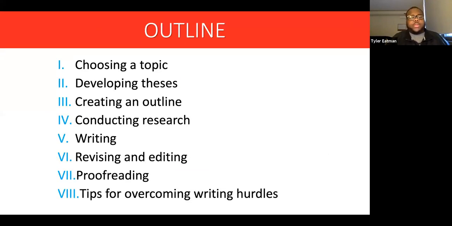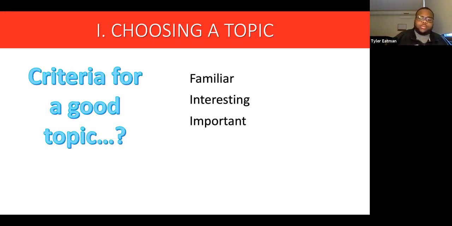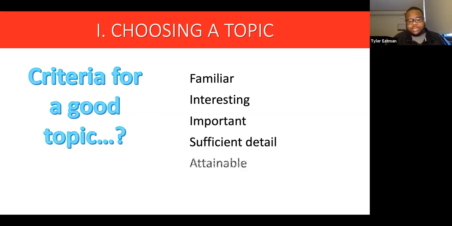We're going to go over an outline of how to write a paper in an organized way. There are 8 different steps, and we're going to go over each one of these more in depth as we go through this presentation. The first step is choosing a topic. A good topic is familiar, interesting, important, has sufficient details, is attainable, and also meets the requirements. When you're choosing a topic, make sure you have all these criteria.